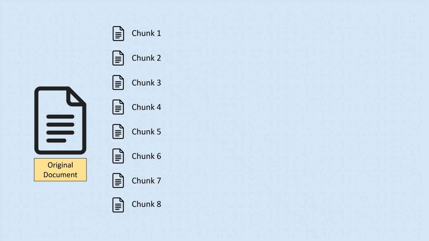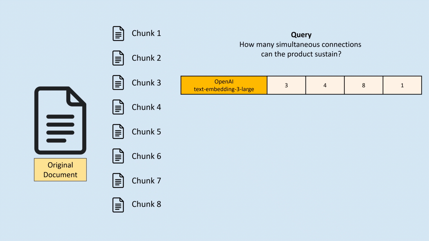This is how we'll be carrying out the experiment. A technical document of a product is split into multiple chunks using recursive text splitter. Each time, we'll be using a different embedding model. Let's imagine a scenario where the total number of chunks is 8. For a given query, when text-embedding-3-large is used as the embedding model, the retriever returns chunk 3, chunk 4, chunk 8, and chunk 1.